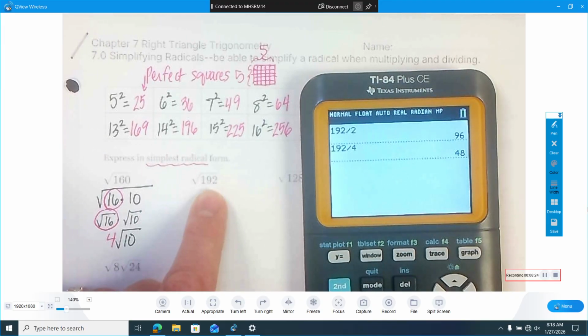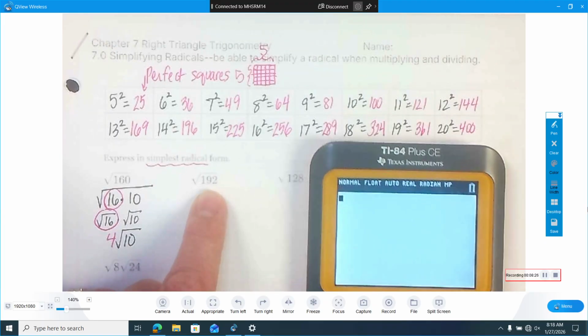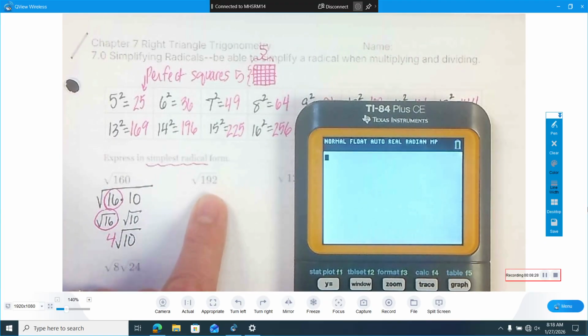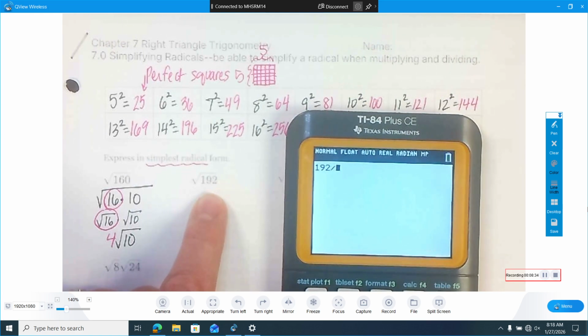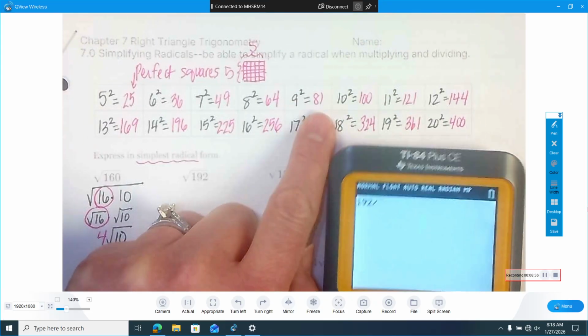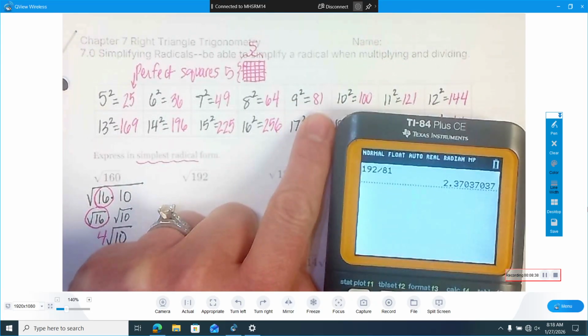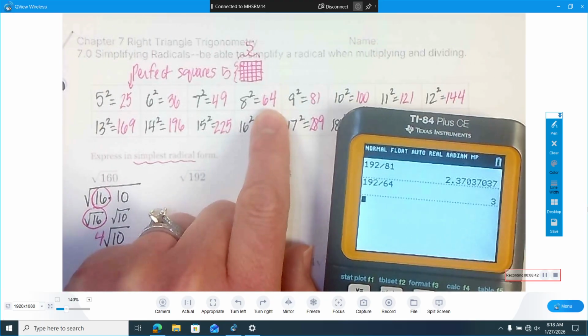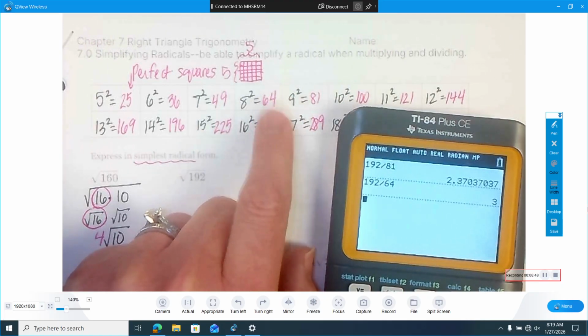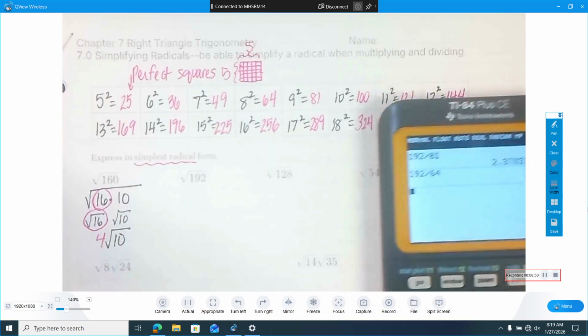You know what I want to do? Here's another way. When I get to a number that's kind of big, kind of crazy, maybe I just want to divide by perfect squares. Let's see, 192, is there 81 in there? No, not even. Let's see, 192 divided by 64. Ooh, that's very good. So when the numbers get pretty big, having this list of perfect squares is really quite handy.